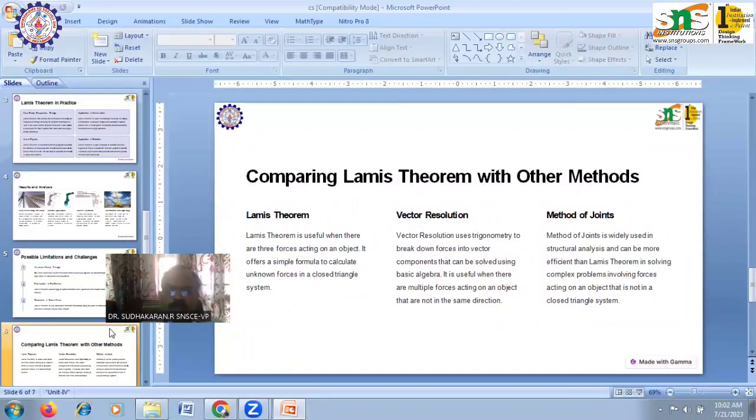So this particular case study focuses on the application of Lami's theorem and the various other methods that are also available to analyze the stability of structures.